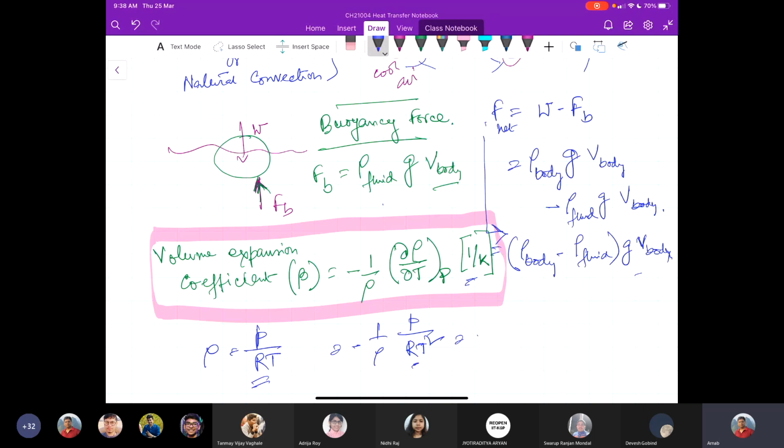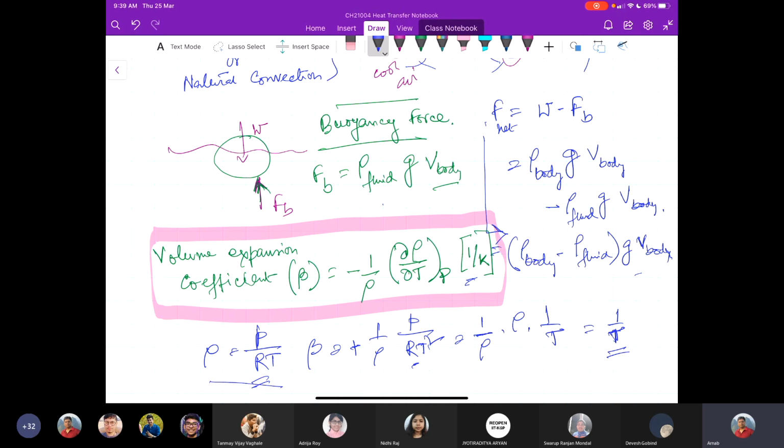So you have, sorry, this would not be minus, this would be plus because it is the derivative of 1 by T. So it is minus 1 by T square. So minus minus would eliminate. So here that means you have 1 by rho multiplied by rho into 1 by T. So it is essentially 1 by T, where T, remember, is the absolute temperature.